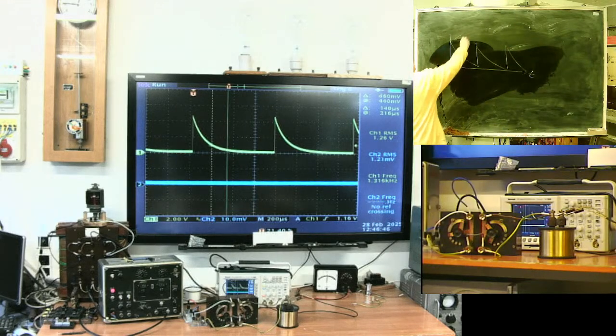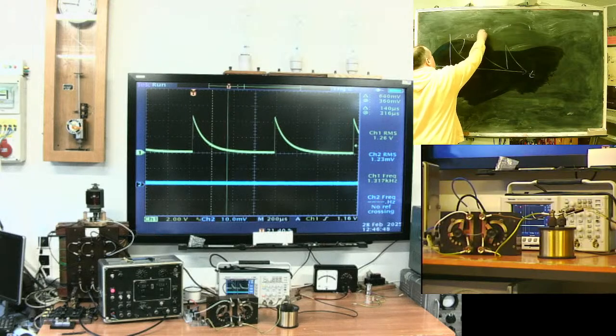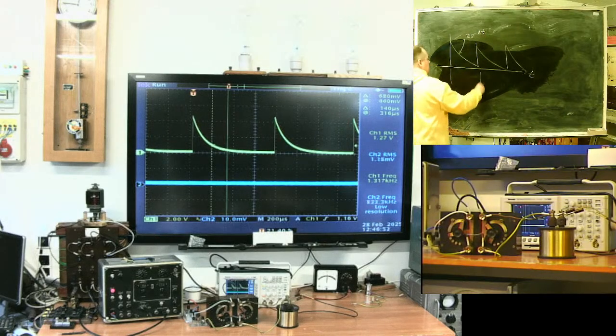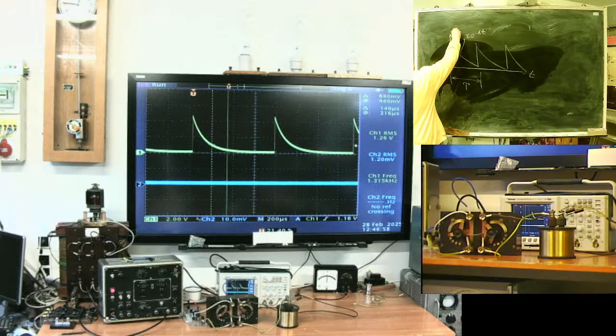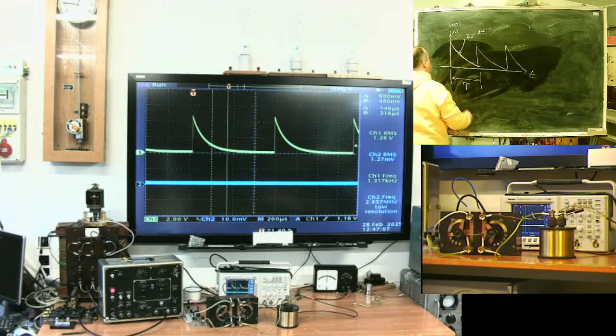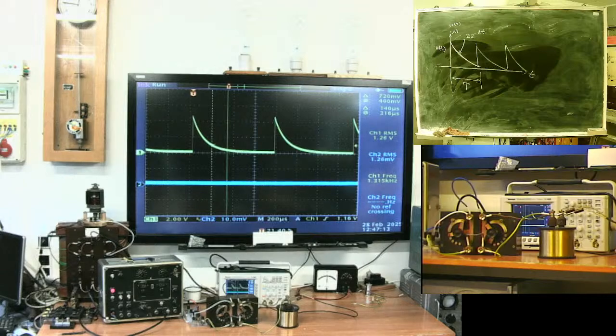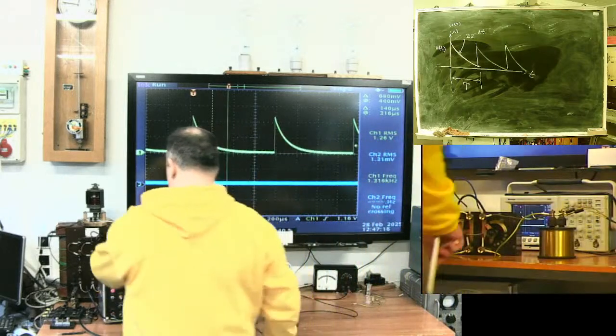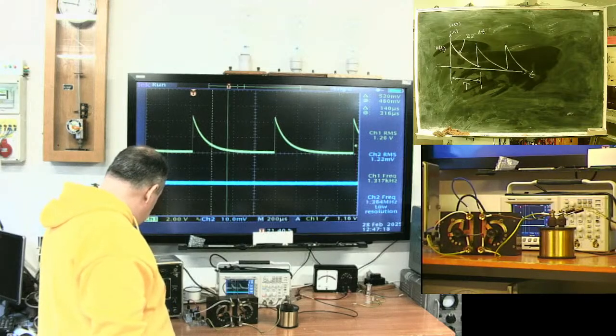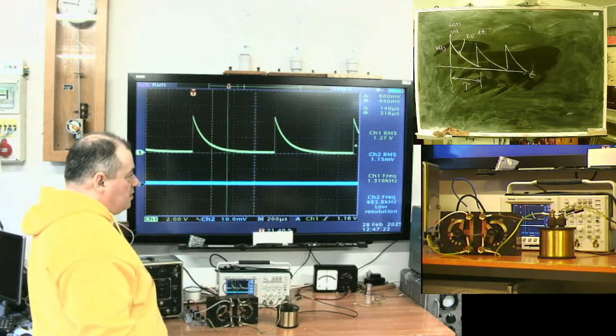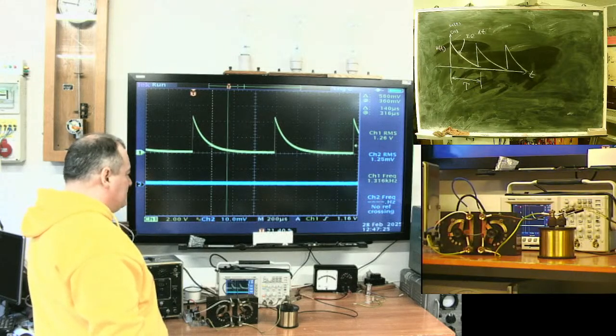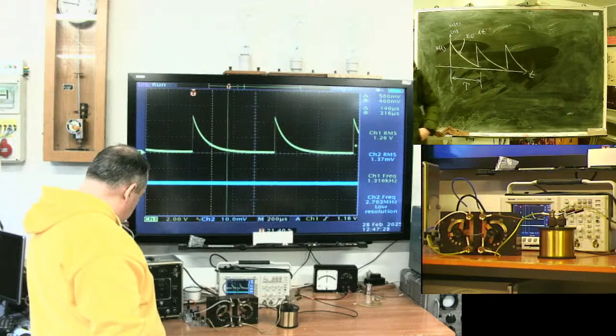Each pulse is e to the power minus t over tau, yeah? And they are coming with a period of capital T. Let's say one pulse. Here is my pulse generator, with non-periodic signals.